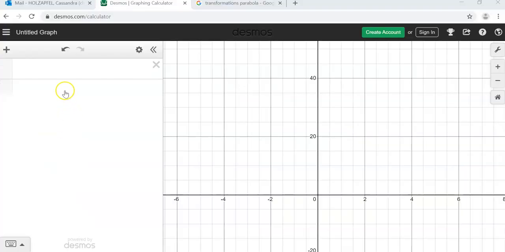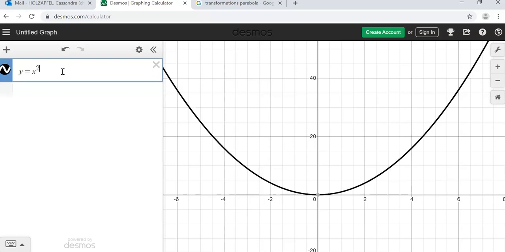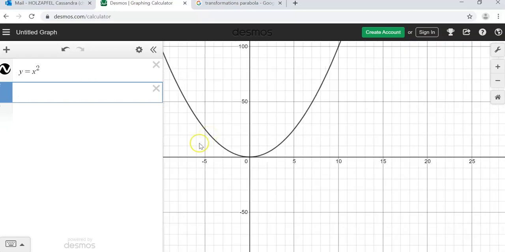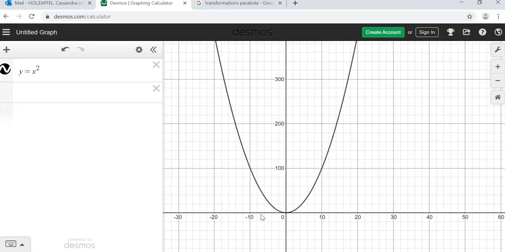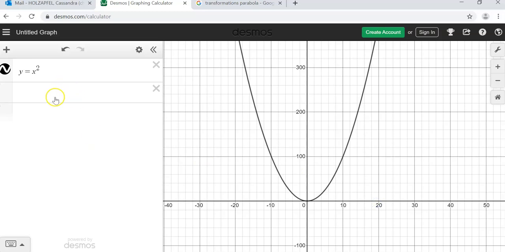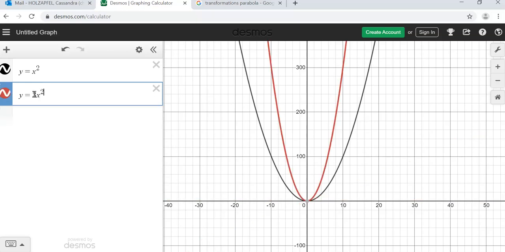Jumping over to Desmos, the first thing that I want to show you is that manipulation of the coefficient, the variable out the front. This is my original parabola, y equals x squared, and let's see what happens if I put a coefficient that's bigger than 1 out the front here. We already mentioned what was going to happen. This turns into something that's a lot steeper.